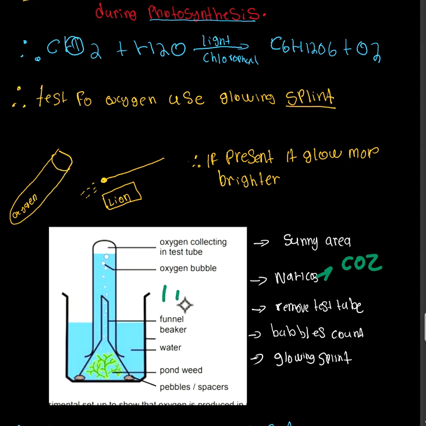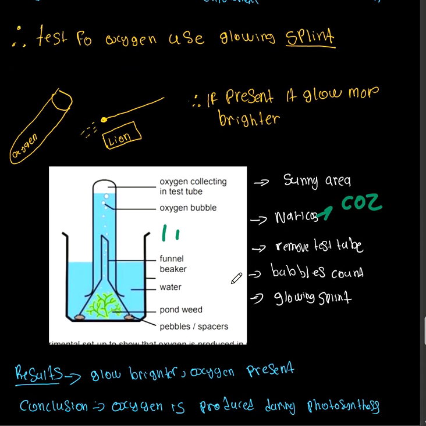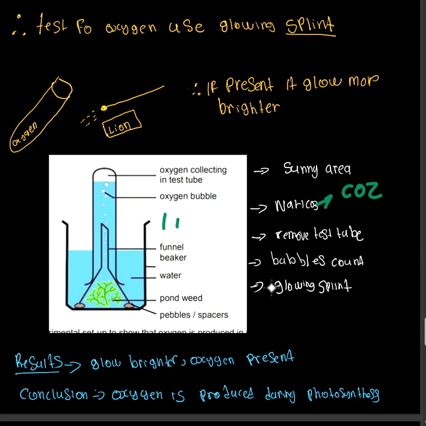As we remove this test tube, we are going to test whether the bubbles represent oxygen or other gases. Maybe it's sulfur, maybe it's sulfuric acid. How do we prove that the gas that is formed is oxygen? We do what we call a glowing splint. I already explained it. We place this match, this stick that has been lit, inside the test tube. If it glows brighter, it means that oxygen is present.